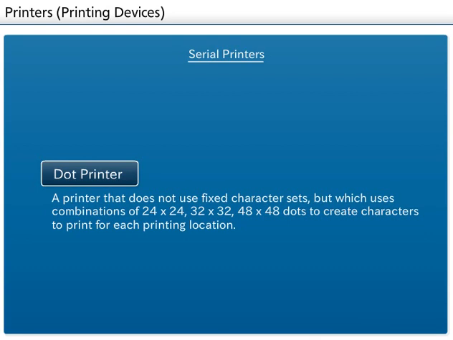Serial printers that do not use fixed character sets, but which use combinations of 24 x 24, 32 x 32, 48 x 48 dots to create characters to print for each printing location are dot printers or dot matrix printers.